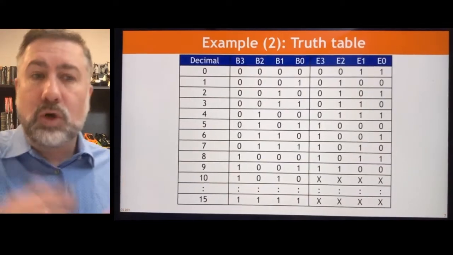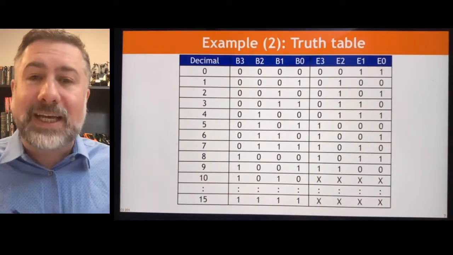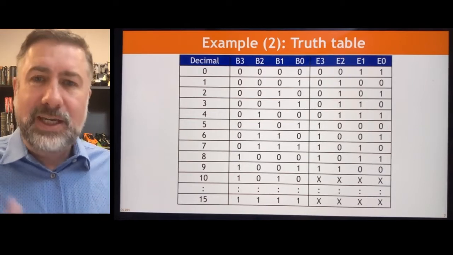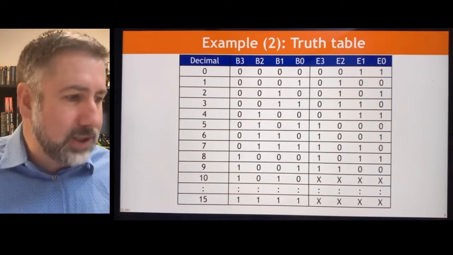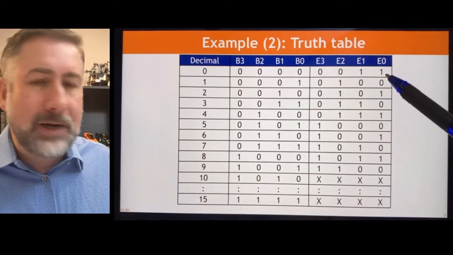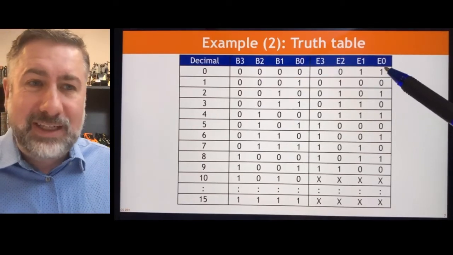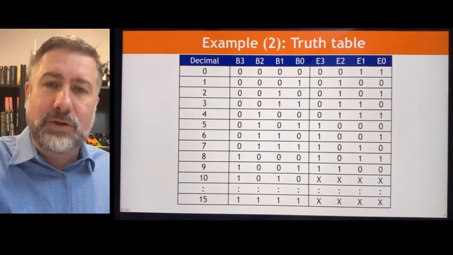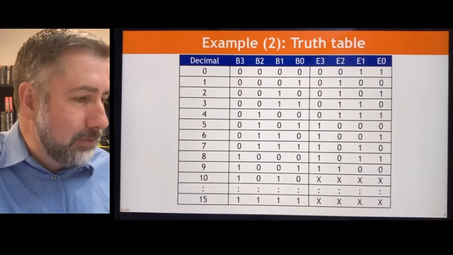So I just worked up the truth table for you. Again, a big part of the process is to think about, for each possible input combination, what the output combination is going to be. Now, I sort of short-circuited it for you because it makes the example a little bit quicker.